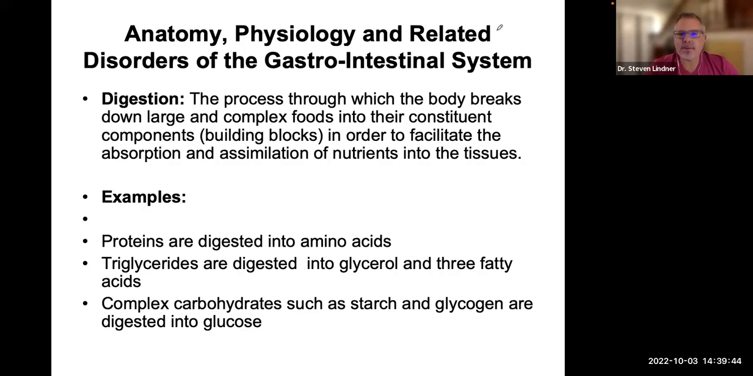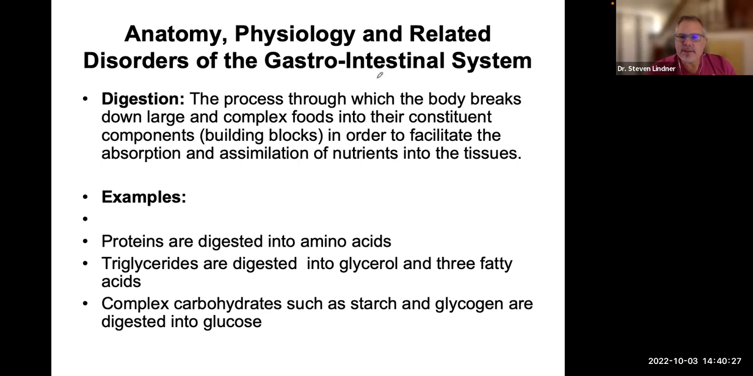In this video, we're going to be introducing the digestive tract. And I'll probably mention, as we're going along, some gastrointestinal tract disorders to kind of whet your appetites and keep it somewhat interesting. So when we talk about digestion, digestion is the process through which the body's going to break down large, complex foods into their constituent building blocks, in order to facilitate absorption and assimilation of those nutrients and to bring them into the tissues and the cells.